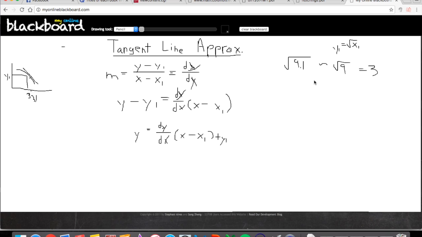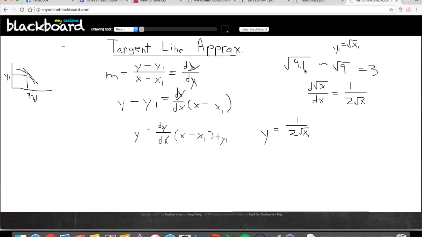Now, if the general function we're using is radical x, then the derivative of radical x with respect to x, using the power rule, is 1 over 2 radical x. So let's plug that in. The slope is 1 over 2 radical x, and this x is just going to be x1, because we want the slope at the point where x is 9.